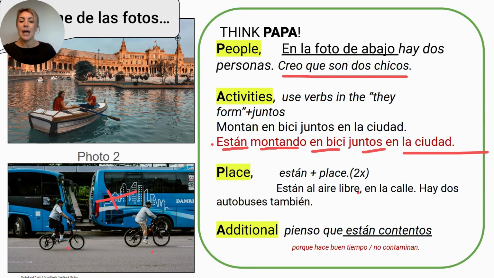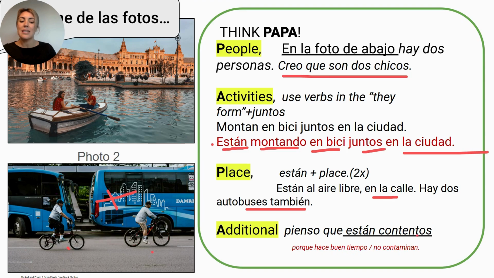Place. Están al aire libre. You see, this is very handy because most of the pictures are outdoors. Están al aire libre en la calle. So they are outdoors on the street, en la calle. Y hay dos autobuses también. There are two buses as well that I can see.